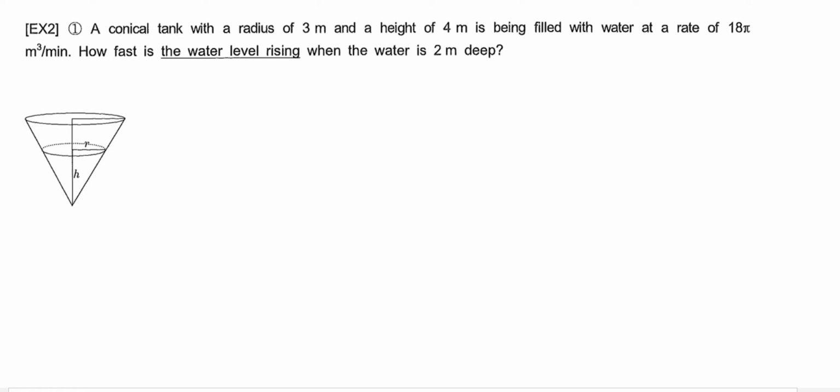Let's move on to a few more of these related rate problems. For my next example, I have a conical tank with a radius of 3 meters and a height of 4 meters. The tank is being filled with water at a rate of 18 pi meters cubed per minute. I want to find out how fast the water level is rising when the water is 2 meters deep.